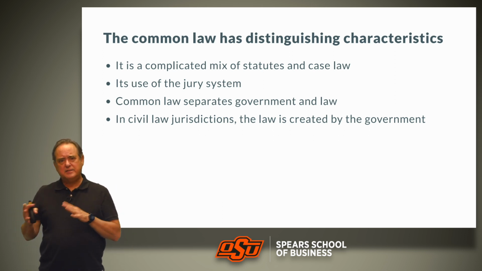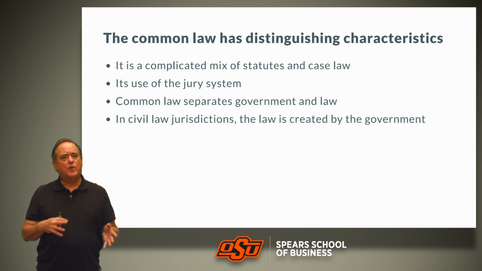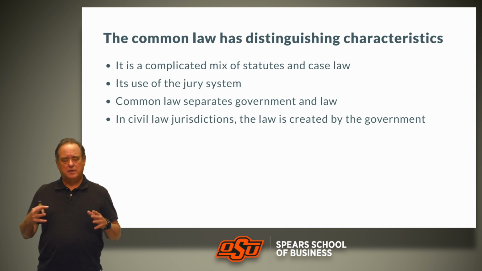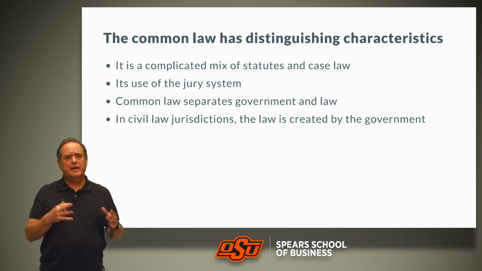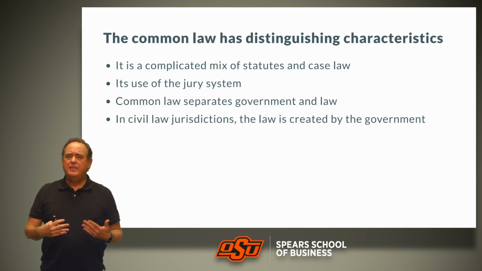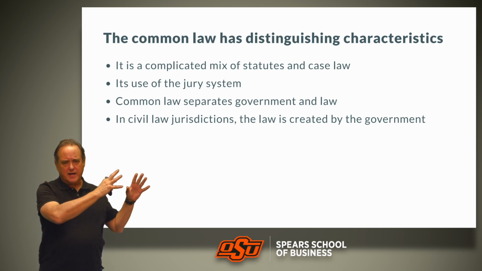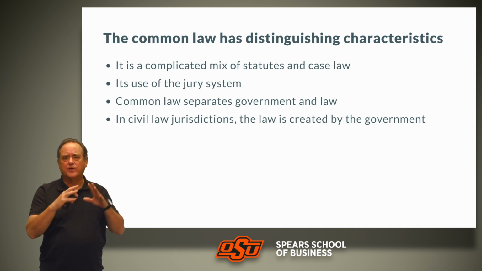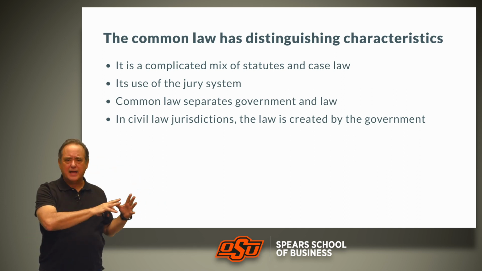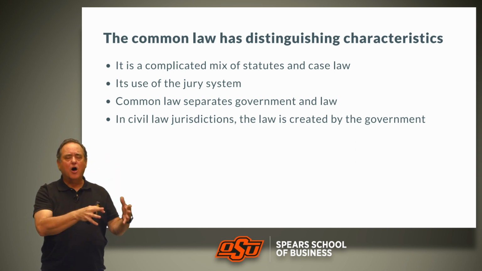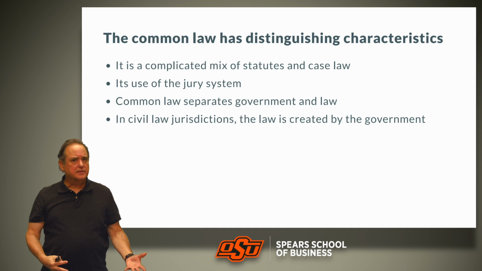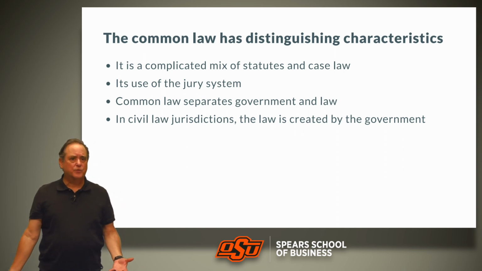Now, the common law, as opposed to the civil law, separates government and law. Meaning, remember we were talking about the civil law, we said it's very state-centered, meaning the law is what the government says is the law. In the common law, the government is something that is separate from the law, meaning the law should apply to the government in the same way that it applies to people. So the law can restrict the government in the same way that it restricts the citizens of that state.